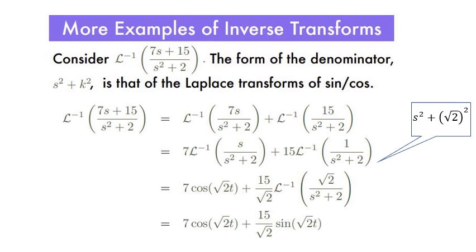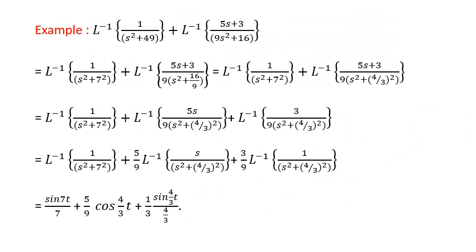Now let us consider one more example of the standard type. Laplace inverse of 1 by (s square plus 49) plus Laplace inverse of (5s plus 3) by (9s square plus 16). Now the first part s square plus 49 is almost in the standard form. So we can rewrite that as s square plus 7 square. But the second part, 9s square plus 16, you need s square plus k square. So you have to remove the 9 from there. So let's take 9 common factor. We can rewrite that as 9 into (s square plus 16 by 9). Again, we can rewrite that as 9 into (s square plus (4 by 3) the whole square).